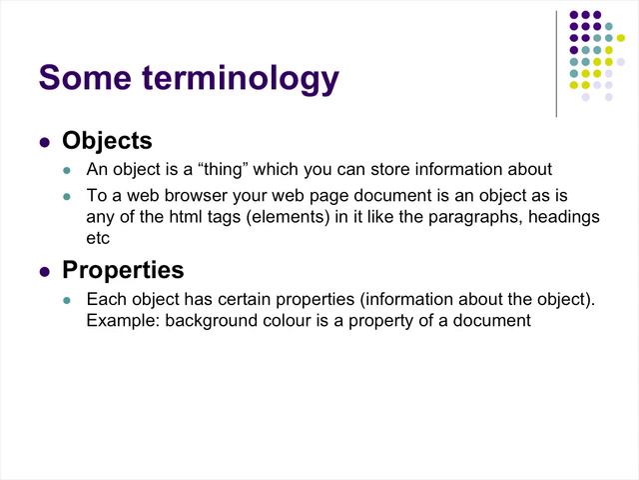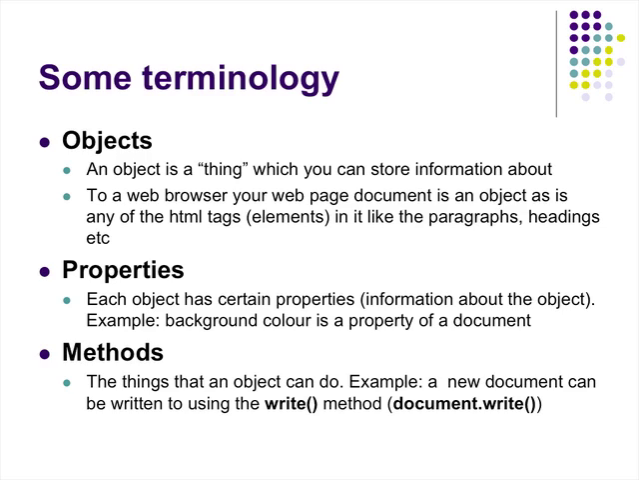Now, in addition to properties, some objects also have methods or functions. In other words, they have behavior. Methods are things that an object can do. So, for example, a document can be written to, and it's got a write method, like that, document.write. So let's turn our attention now, after this overview of background information, to look at something called the DOM.